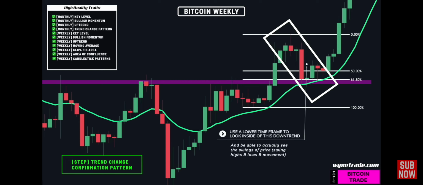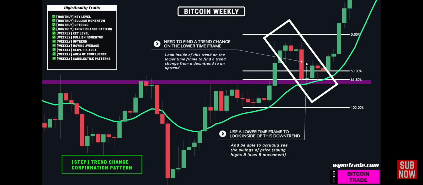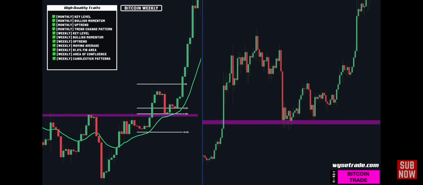So again, to get around this problem, we need to use a lower time frame to look inside of this pullback where we can actually see the swing highs and lows of price, and then be able to look for price action that shows a trend change from a downtrend to an uptrend. So let's pull up the daily time frame and put it beside this one. The chart on the left is the Bitcoin weekly time frame we just looked at, and the chart on the right is the Bitcoin daily time frame.